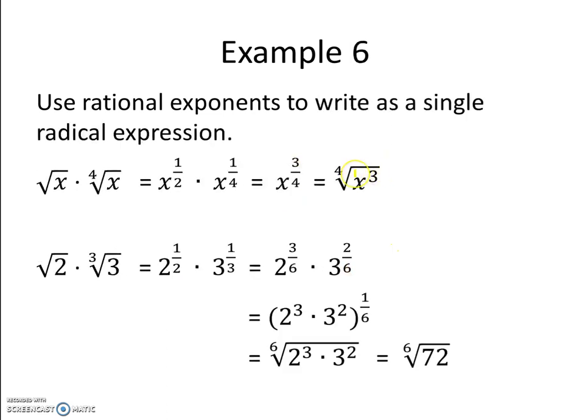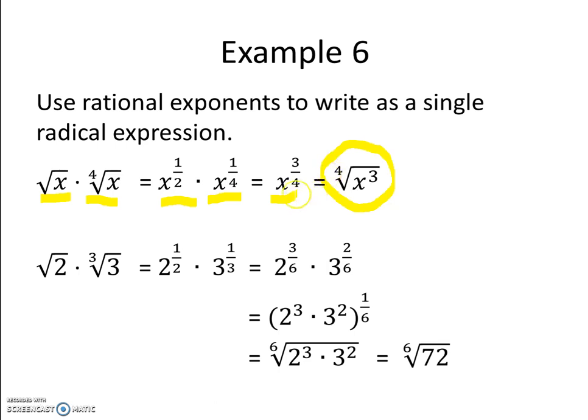Example 6, we are using rational exponents to write as a single radical expression. We have the square root of x, which we know can be written as x to the 1/2. We have the 4th root of x, which is x raised to the 1/4. We go ahead and add the exponents and we get x to the 3/4. Writing it as a radical, we know it's the 4th root of x cubed.